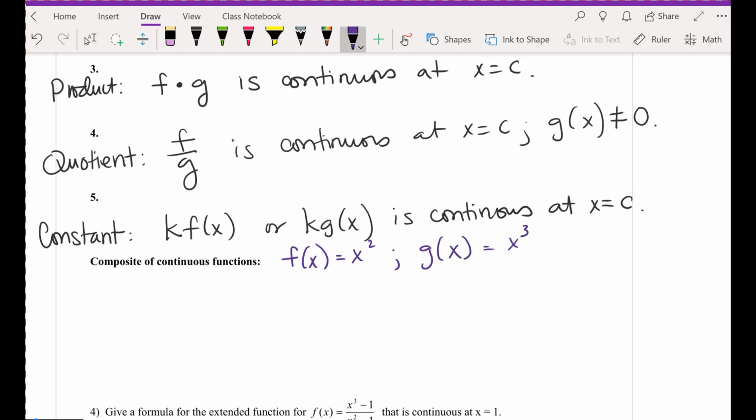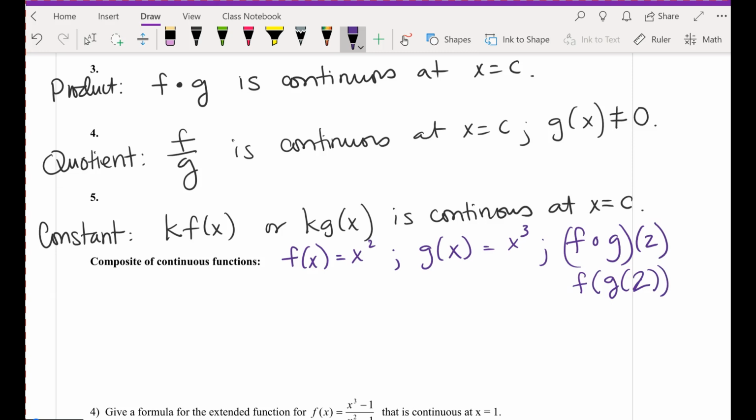Okay. Can someone tell me what I would need to do if I want to find f of g of x of, let's say, 2? How would you compute that? What do you do first? Trey? Do you plug in the function of g into x? I mean, into the function of f, or f of x? Do you guys remember that? And then you plug in the 2 for x.